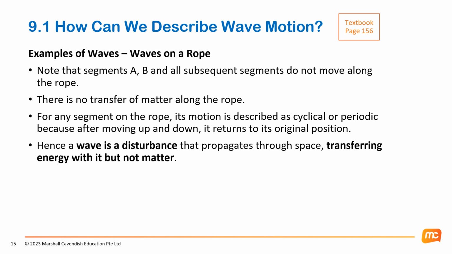So you can see therefore that a wave is a disturbance that propagates through space and transfers energy but not matter. In a way you can say it's a disturbance because the rope or the people are moved from the original position. And then when they are moved from this original equilibrium position, they transfer energy along. But the particles themselves in the long term do not travel with the wave.